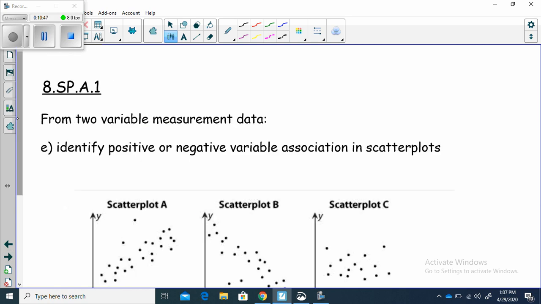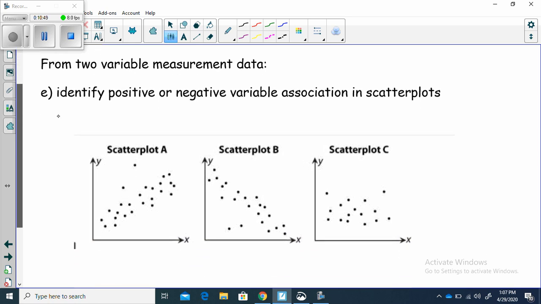Now, from 2 variable measurement data, identify positive or negative variable association. Positive variable association means the trend goes up. This is positive, just like the slope. If this is a slope, that's a positive slope. Negative means that it goes down. The association goes down. This is like a negative slope.